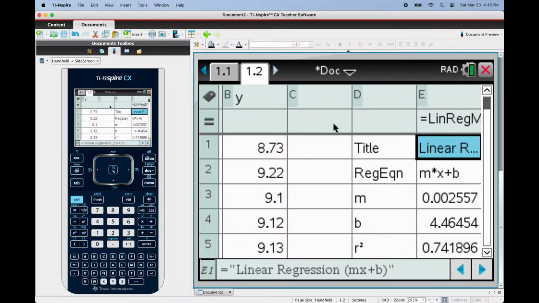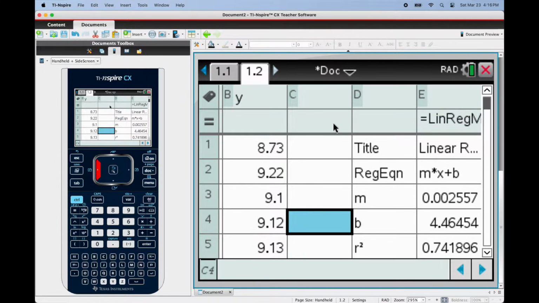Okay, so we're looking for those values once again of m and b, or what we called m and c early on. And here they are. So there's our value of our slope, and there's our y-intercept in this case. Okay, so let's go back to the document and write these out.